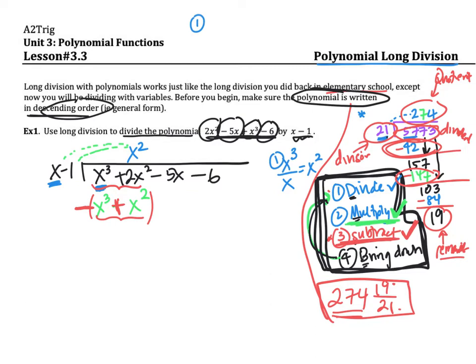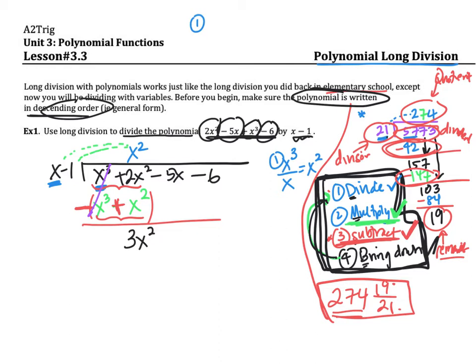And to be honest, when you do this subtraction, your first 2 terms, whatever you have here, should always cancel. If they didn't, you made a mistake. So we add straight down, or basically we subtract. X cubed minus x cubed is 0, and then 2x squared plus x squared is now 3x squared.